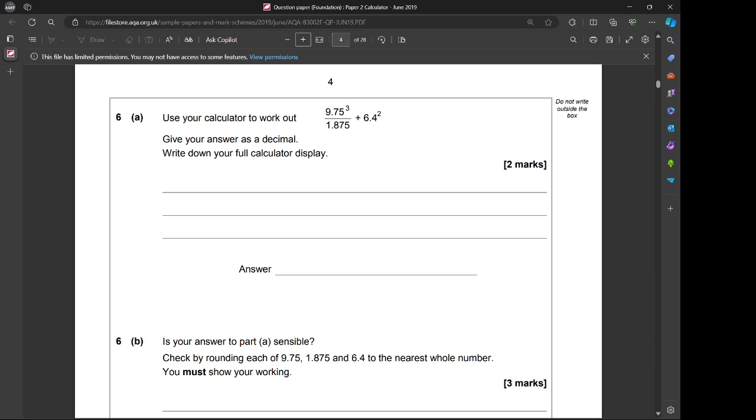So question 6A is a classic calculation question. Someone says AQA is harder than Excel. I mean, they're quite similar actually, they're quite similar.